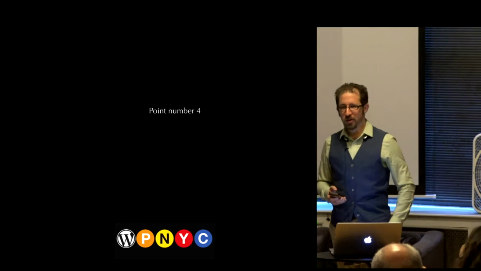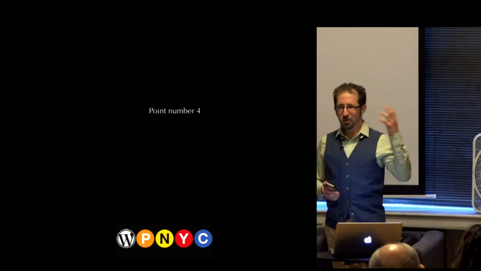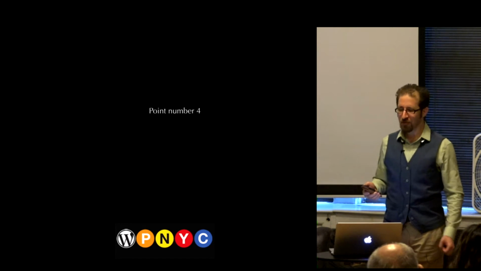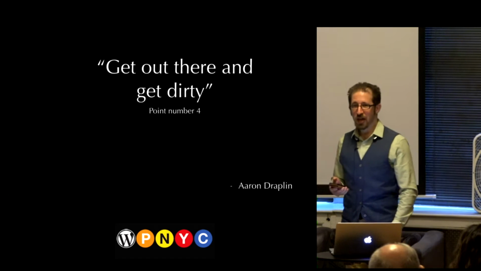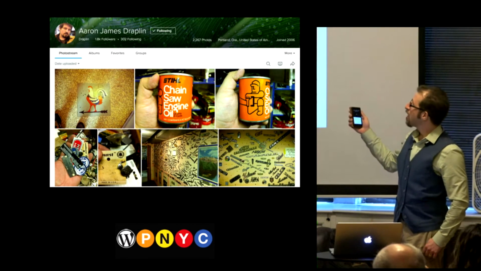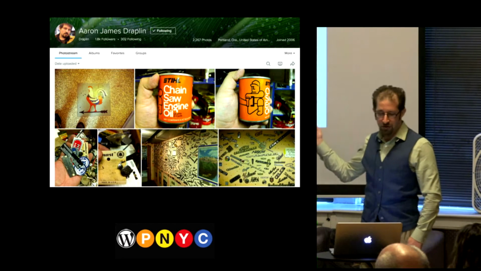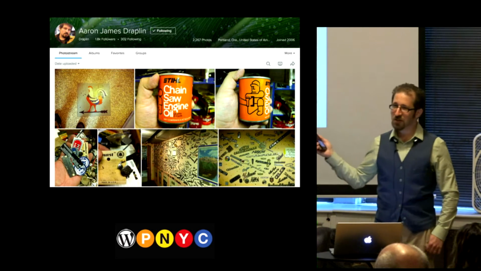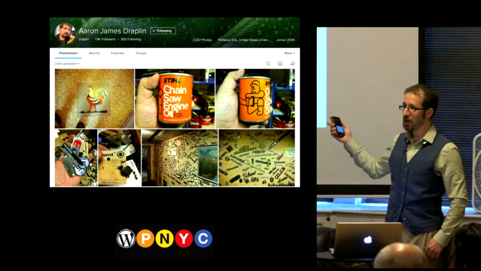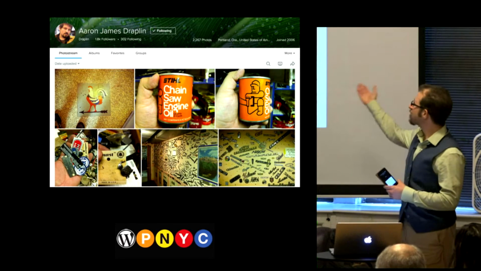Point number 4. So you want to get in, where do you find all of these typefaces? Get out there and get dirty. This is the Flickr set of Aaron James Droplin. He's a brilliant designer. I could spend hours on his Flickr stream. And look where he gets his inspiration from.